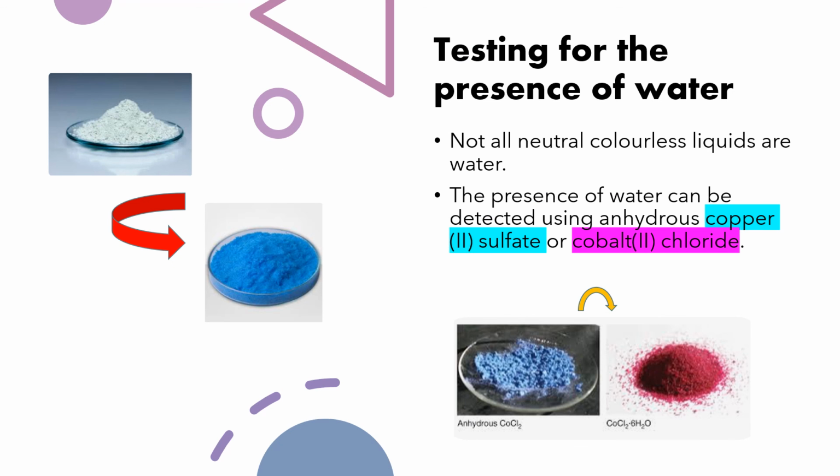Testing for the presence of water. Not all neutral, colorless liquids are water. So how do we determine that it is water? The presence of water can be detected using anhydrous copper(II) sulfate, CuSO4, this one, or cobalt(II) chloride, this one.